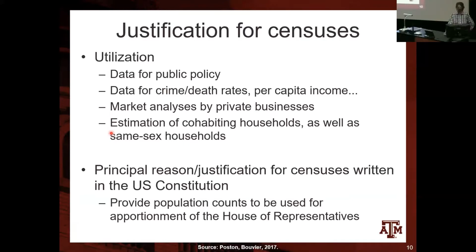The census also allows us to estimate cohabiting households as well as same-sex households, to tell us about current changes in how society has been organized.